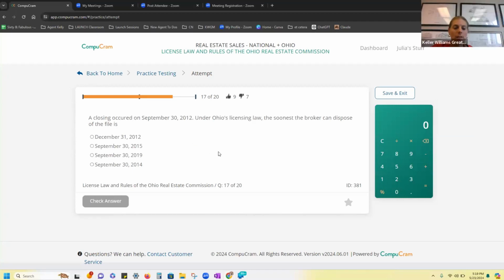Okay, next. A closing occurred on September 30th, 2012. Under Ohio licensing law, the soonest the broker can dispose of the file is A, December 31st, 2012, B, September 30th, 2015, C, September 30th, 2019, or D, September 30th, 2014.